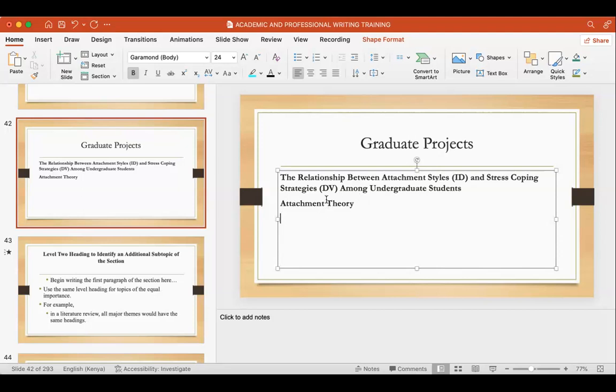So you can say attachment theory, and then maybe the development of attachment theory, probably as part of it, or it can be a subheading, but it can be as part of it, the development of attachment theory through the years. And then somewhere I may want to look at attachment theory.